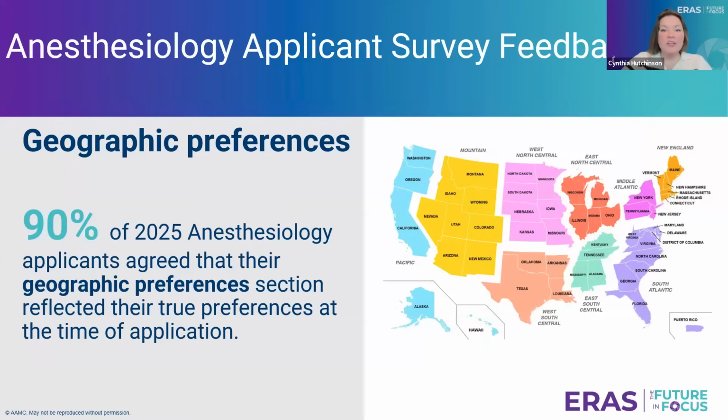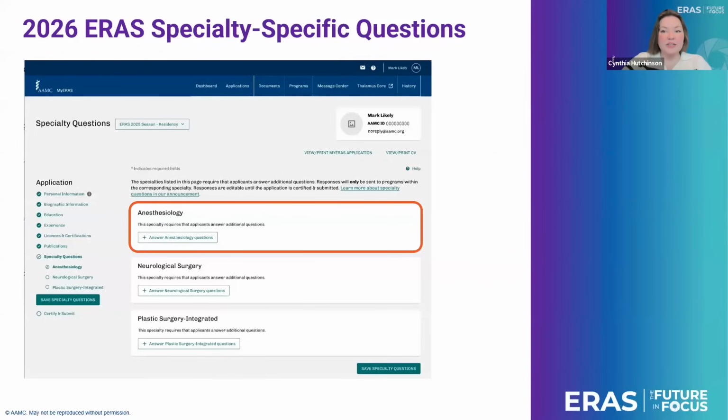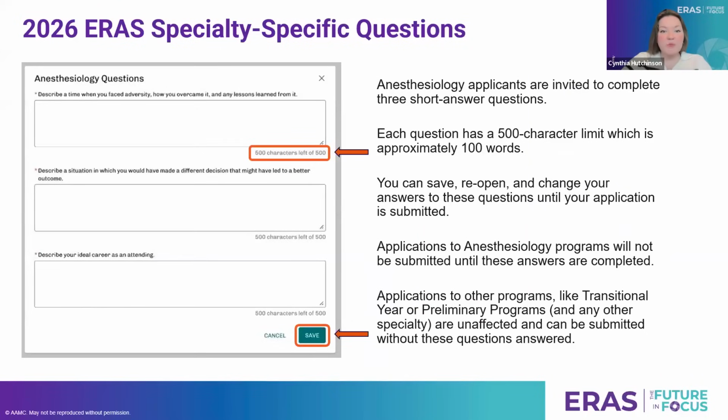Moving on to the second and final pilot feature for anesthesiology applicants in this upcoming recruitment cycle, I want to touch on specialty-specific questions. This feature is being piloted by anesthesiology, neurological surgery, and integrated plastic surgery programs. Unlike program signal explanations, the responses to the 3 specialty-specific questions are not unique to each program. All anesthesiology programs will see the same responses to these 3 questions.